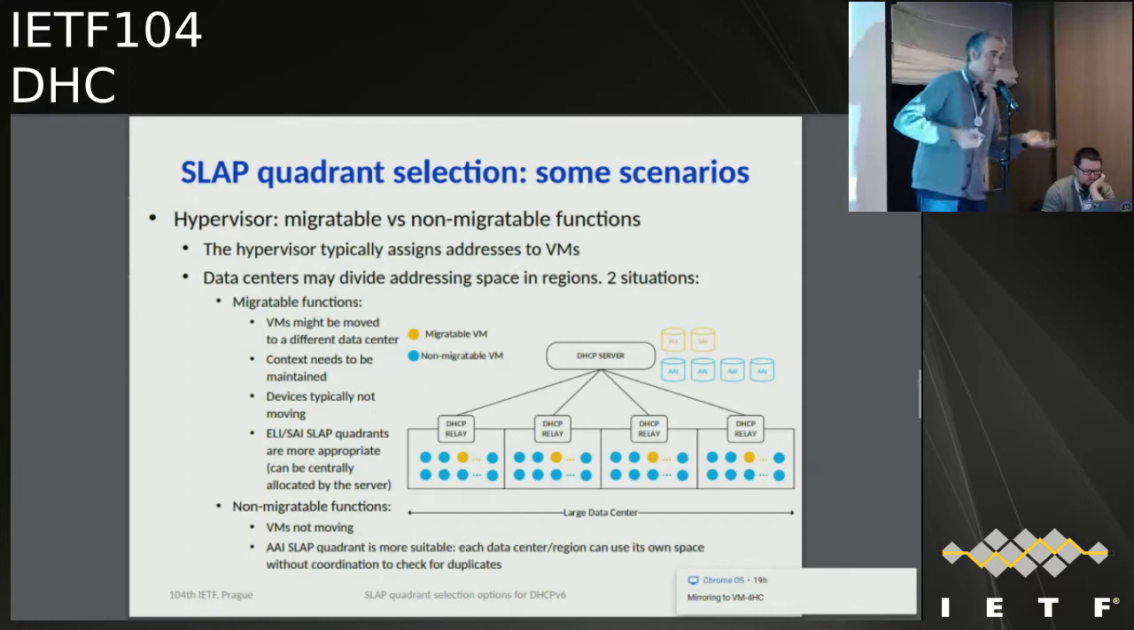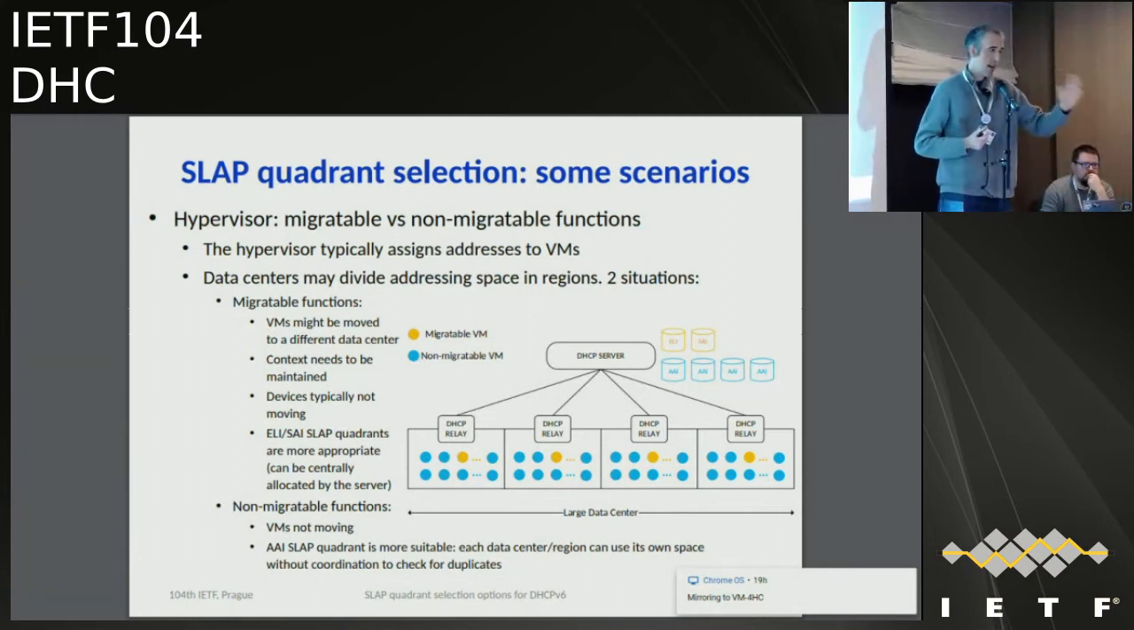Then we have also the hypervisor data center scenario, in which we differentiate two different situations. Basically, a hypervisor is getting or requesting addresses to be used for a virtual machine. But this virtual machine may be a virtual machine that is not expected to move from the actual host server where it's going to be instantiated.